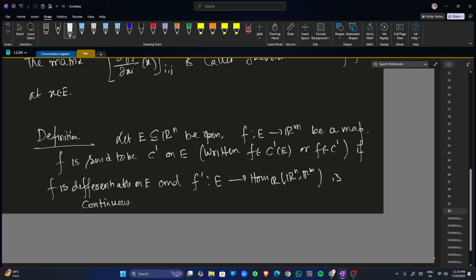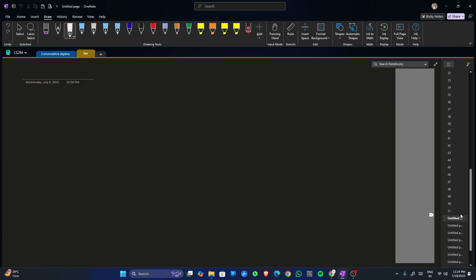This set has the topology defined by the norm of a matrix, the operator norm. So this is a matrix space, and we can talk about the continuity of a map. We say that a map f on an open set E of R^n is C1 if f is differentiable and f prime is continuous.